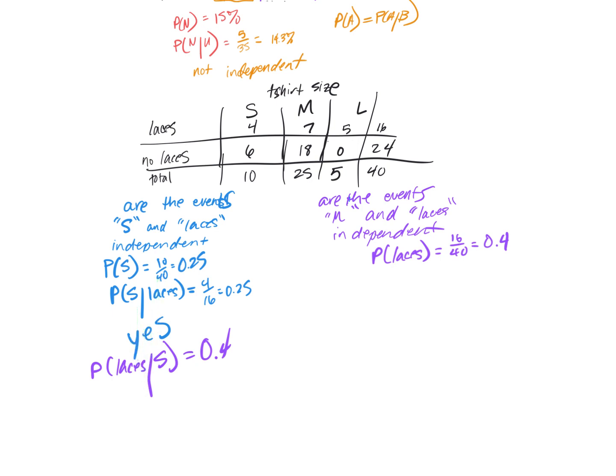And if we do this over here on the other side, with mediums, the probability of laces given a medium t-shirt would have been 7 out of 25, which is 0.28. Oh, 25. No, never mind. Everybody good?